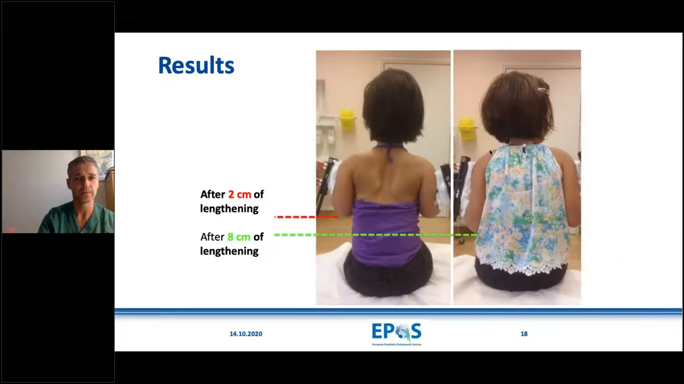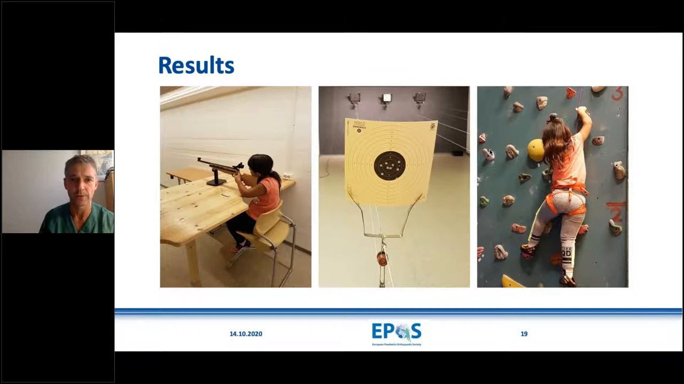The results: you see here an example on the left picture after 2 centimeters of lengthening, on the right side after 8 centimeters of lengthening. This lady was also in a TV program in Norway. I have the permission to show the pictures. So this shows her function after lengthening. She's very good in shooting and even climbing and other sports.